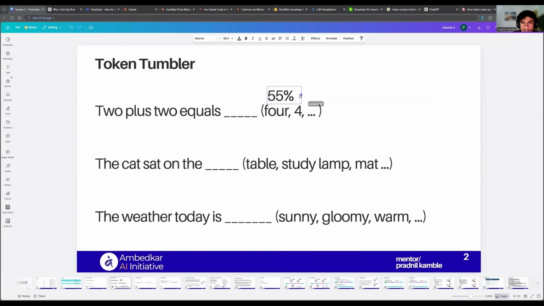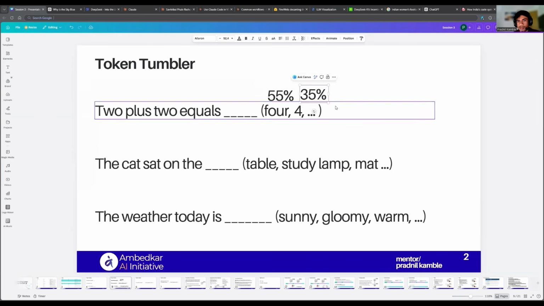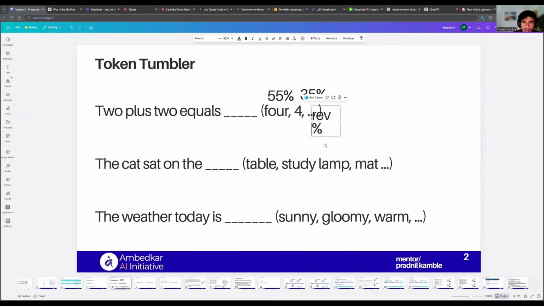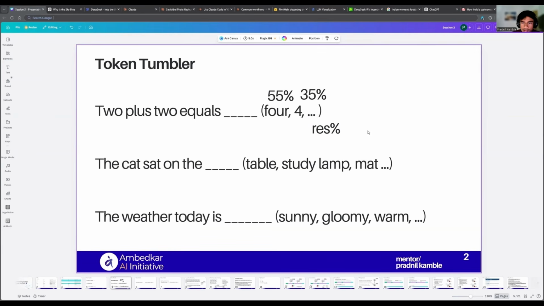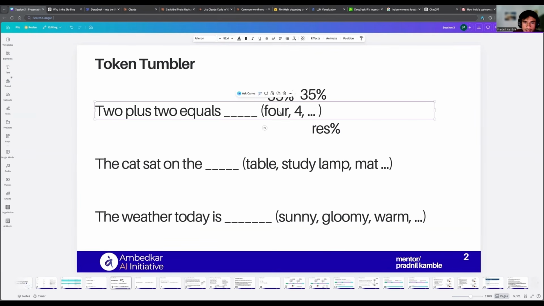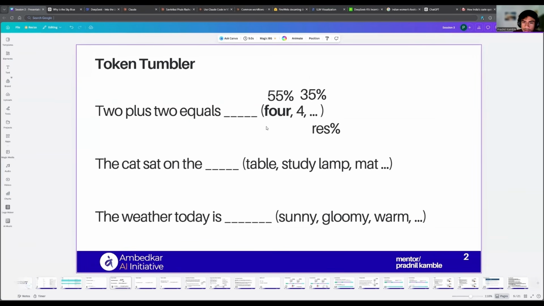So it's four. But there is also a chance that the answer could be the numeral, so let me give a likelihood to this as well. I would say it could also be, let's say, 35%. Someone could really write down the number. But as you see the full stops, we can give the remaining to the rest, the residuals. Whatever is remaining, we give it that percentage, right? So I can clearly see that the answer here is 4, because this has the most likelihood to happen. There is a 55% chance that 2 plus 2 equals 4 in our language, in our sentence, and in our understanding, right?